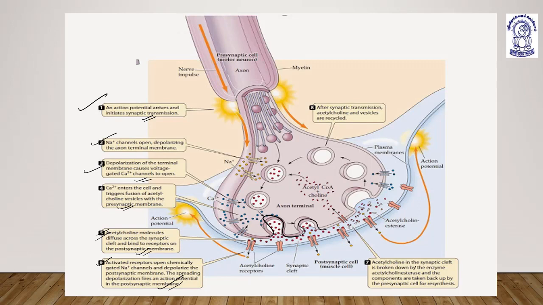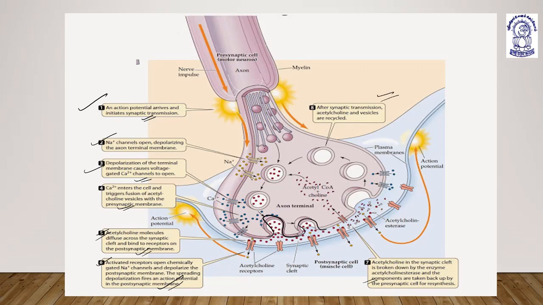Acetylcholine in the synaptic cleft is broken down by the enzyme acetylcholinesterase, and the components are taken up by the presynaptic membrane for resynthesis. After synaptic transmission, acetylcholine vesicles are recycled. The same process is repeated again. I hope you got it.